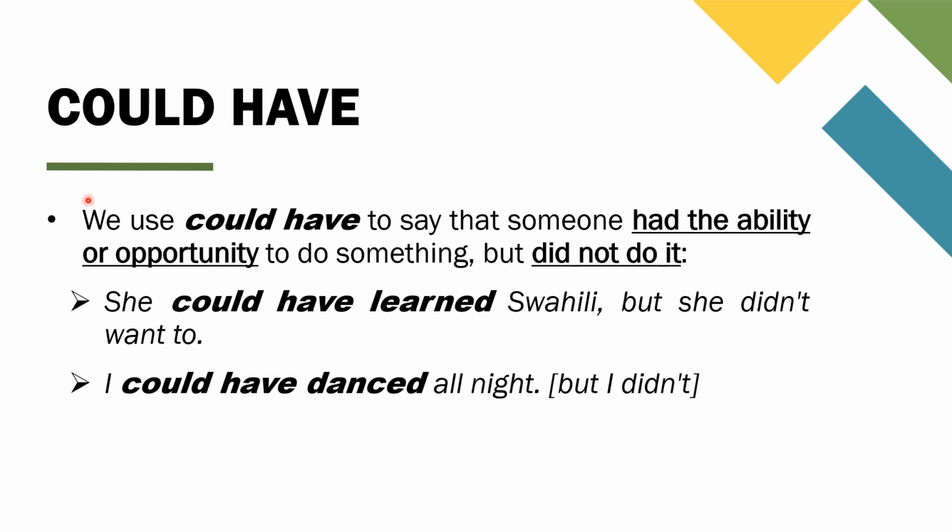We use could have to say that someone had the ability or opportunity to do something but didn't do it. For example, she could have learned Swahili, but she didn't want to. I could have danced all night, but I didn't.